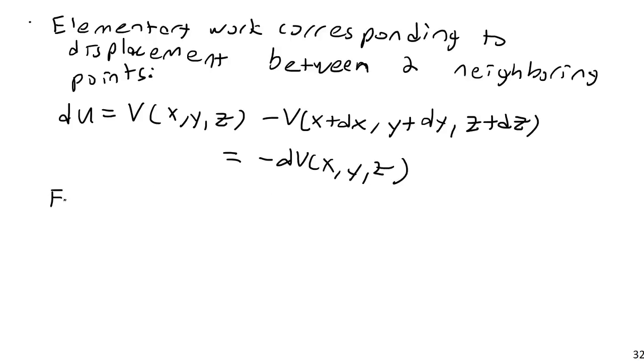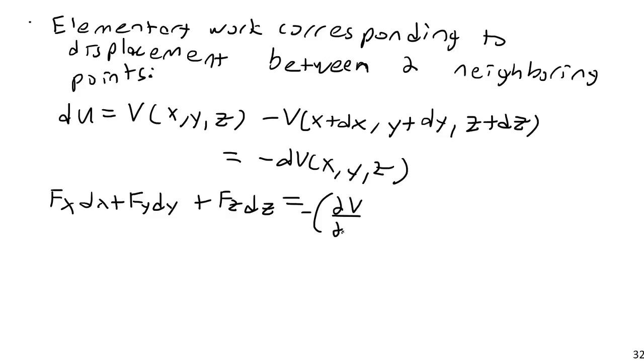So f of x dx plus f y dy plus f z dz is equal to the negative of the partial of V, and this is again potential energy, capital V here. I know my capital V is going to look like lowercase v's, but this is capital V. It is the partial of V with respect to x dx plus the partial of V with respect to y dy plus the partial of V with respect to z dz.